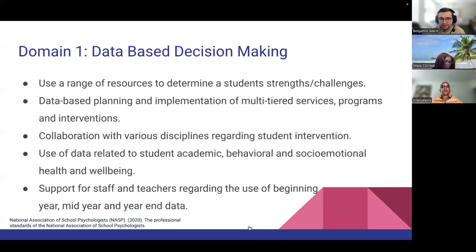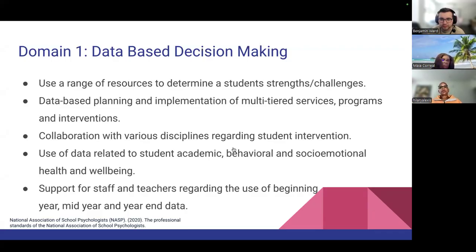So it comes as no surprise that almost everything we do is based on some kind of data. So we use so many resources to determine a student's strengths and challenges, for example. We also use data to help plan our interventions and other programs that we might use to help a student, such as RTI. We use RTI, MTSS. All of those things are based on data in terms of determining what intervention we may want to use, as well as progress monitoring.